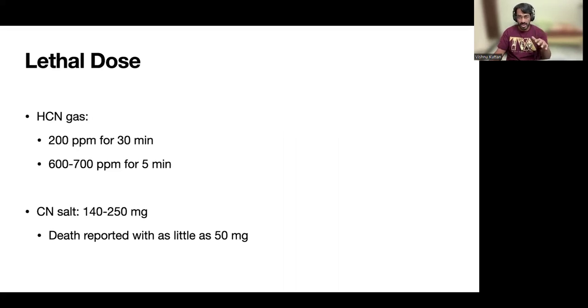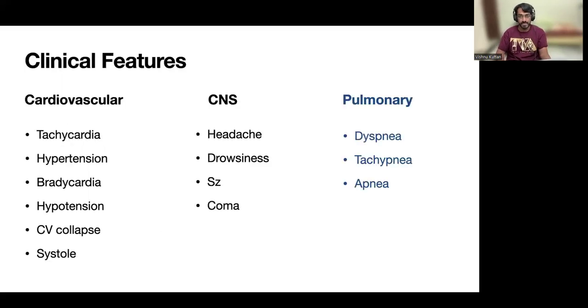Lethal dose for theoretical purposes depends upon duration and depends upon concentration. For 5 minutes, 700 parts per million can cause a toxic dose. Whereas if it's 200, it has to be somewhere around 30 minutes of exposure. And if you're ingesting it for some reason, as low as 50 milligrams, you can imagine a small Diplo tablet, that can be fatal for you, as per some studies. But a typical dose would come somewhere between 150 to 250.